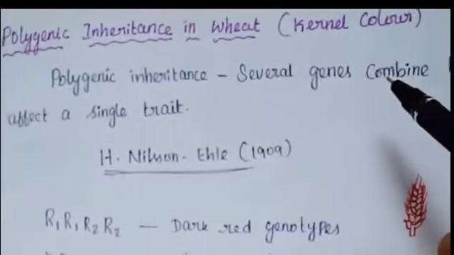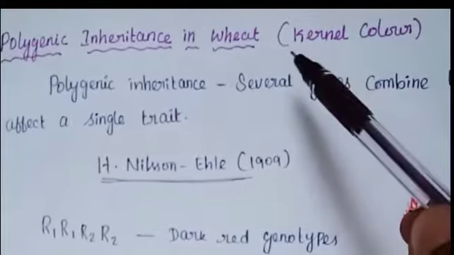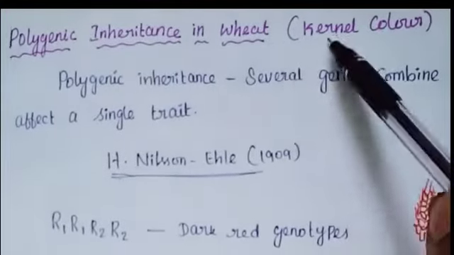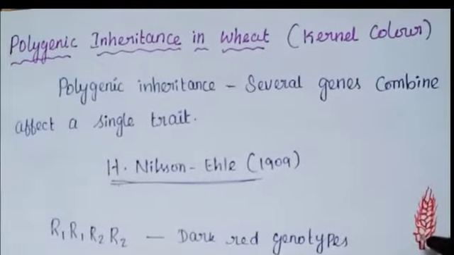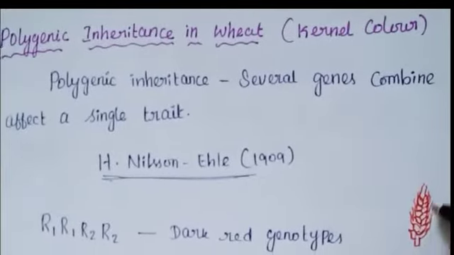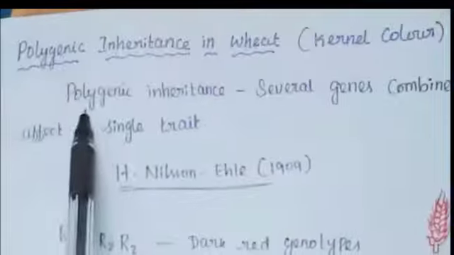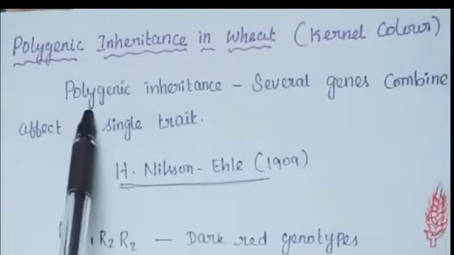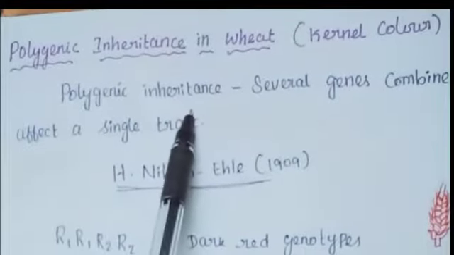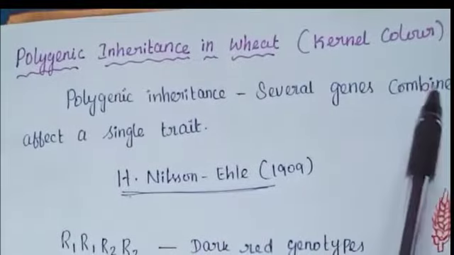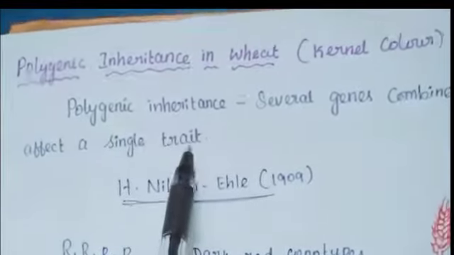Dear students, next topic is polygenic inheritance in wheat kernel color. What is kernel color? The cover of the seed, or seed coat. This is the kernel color. Polygenic inheritance. What is the meaning of poly? Many or several genes. So in polygenic inheritance, several genes combine to affect a single trait.